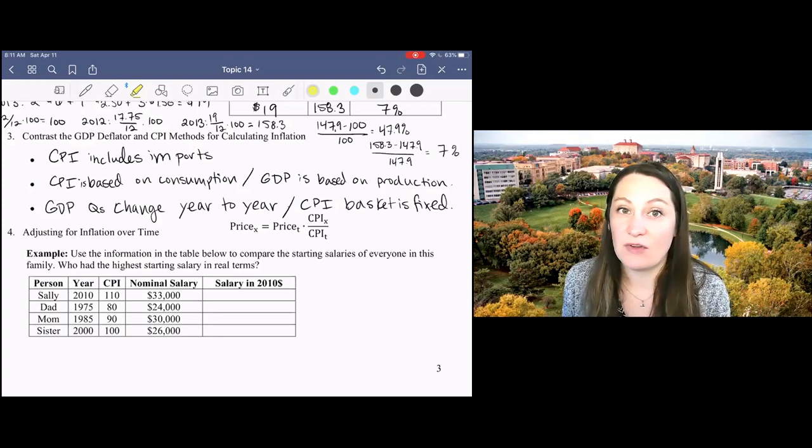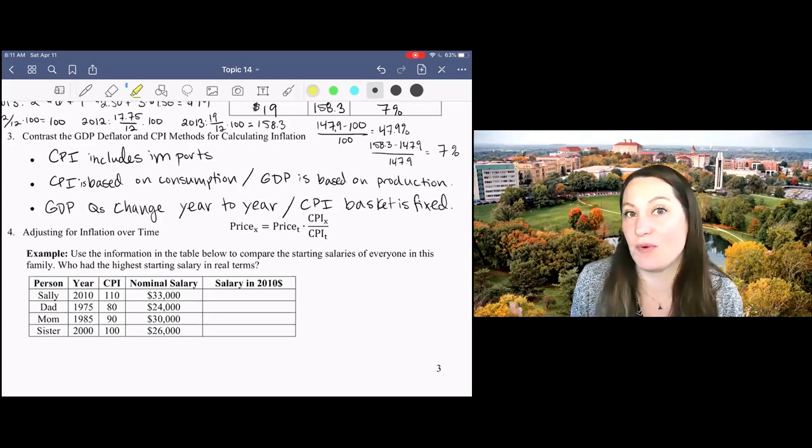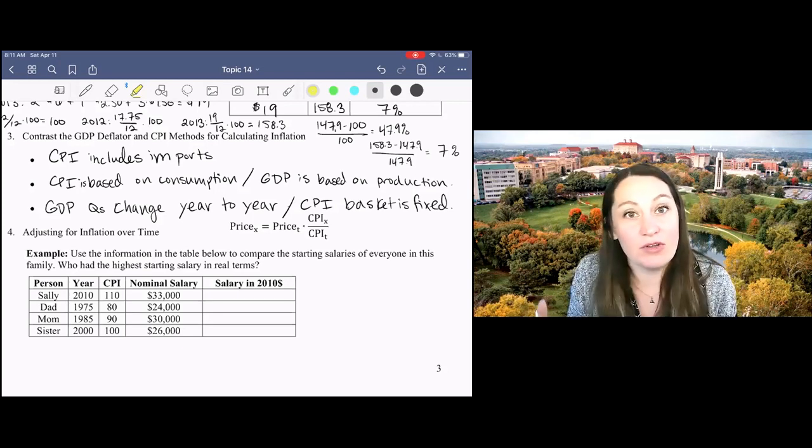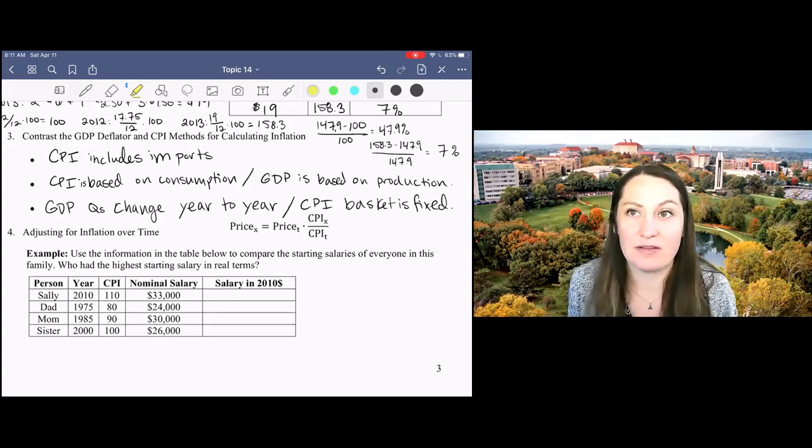And this is really useful, not just for this class, but like if you have a research paper in another class and you're looking at house prices from 2000 and house prices now, right? You've got to adjust for inflation over time because the value of a dollar was different in 2000 than it is today. So the way that we do that is actually pretty simple.